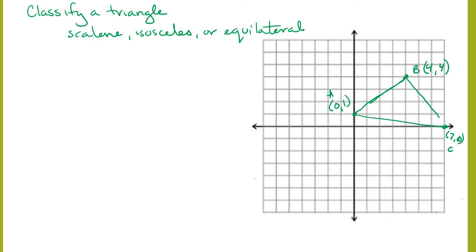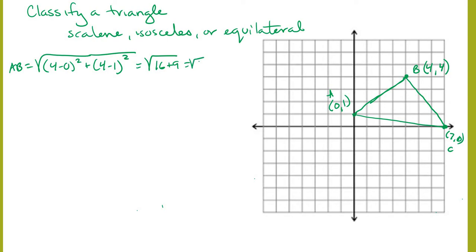And that will help me determine if it's scalene, isosceles, whatever. So using the distance formula, let's do the distance of AB first. So x minus x, 4 minus 0 squared, plus y minus y, 4 minus 1 squared, is going to equal the square root of 16 plus 9, which is the square root of 25, or 5. Okay? BC.